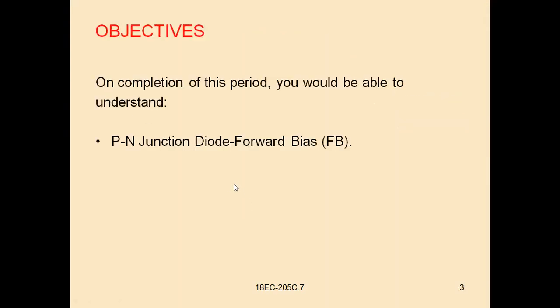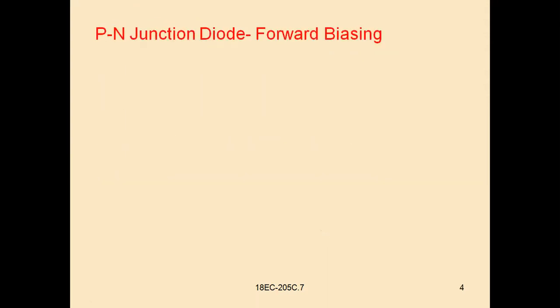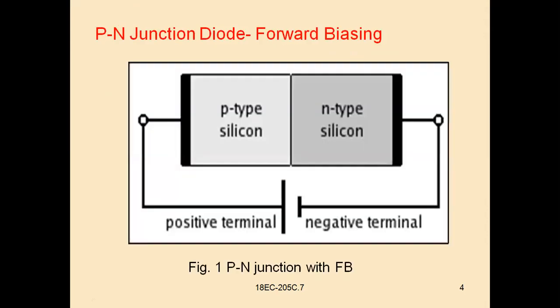the p-n junction diode in forward bias, how it is going to work under forward bias condition, and also the p-n junction diode in the reverse bias condition. So now, the p-n junction diode in forward bias.